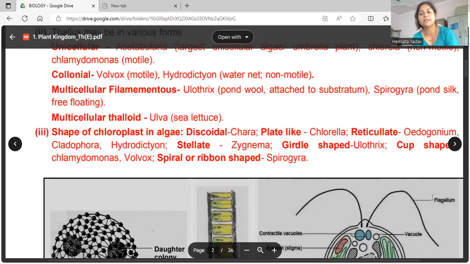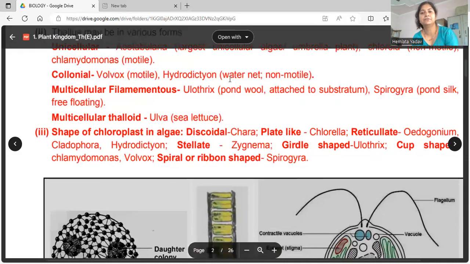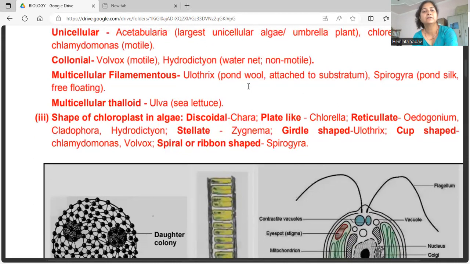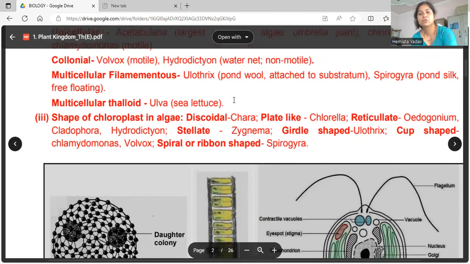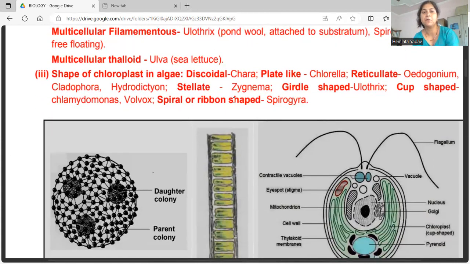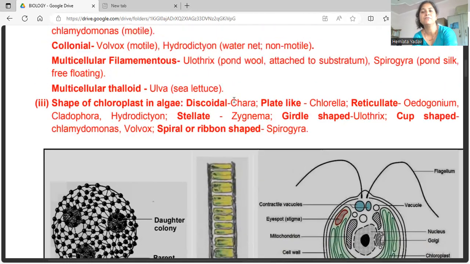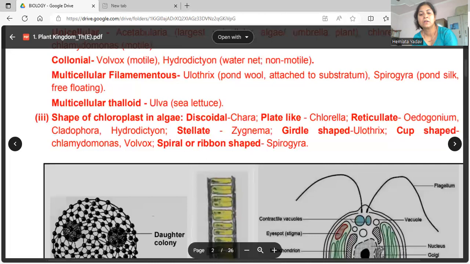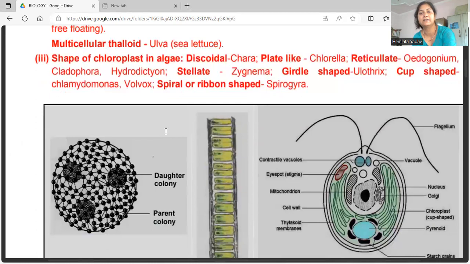Chlamydomonas is motile because it is having the flagella. And colonial green algae is Volvox, which is also motile. Hydrodictyon is a water net, called non-motile. And multicellular filamentous green algae is Ulothrix, which can attach to the pond walls and attach to the substratum. And Spirogyra is a pond silk, free floating. Shape multicellular thalloid is the Ulva, sea lettuce it is called. So these are the common names. You can take the screenshot also. What algae are called by which name, and the shape of the chloroplast in the algae are different.